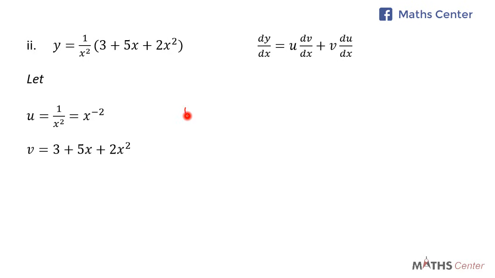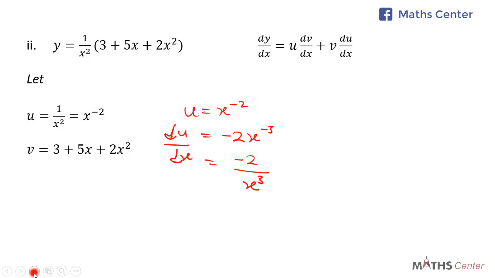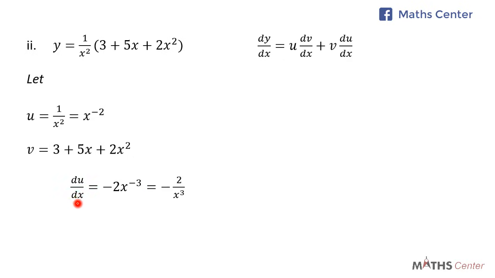We are differentiating u with respect to x. The function is u is equal to x exponent negative 2. So from the general rule, we know that du dx will be equal to the negative 2 will drop. So you have negative 2, and then the exponent will reduce by 1. So we have negative 2 minus 1, which will give us negative 3. And from indices, we know that this can be written as negative 2 divided by x exponent 3. So when you find du dx, you have negative 2 divided by x exponent 3.